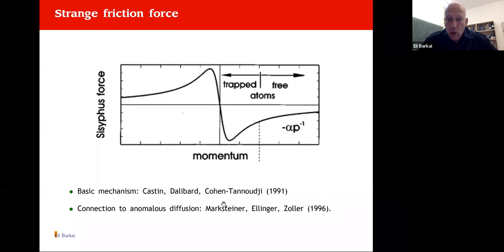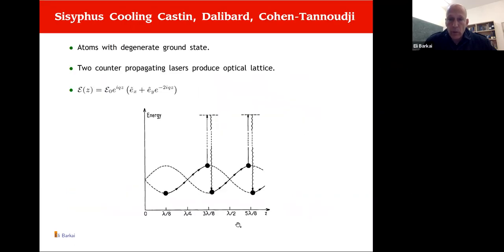Again, this was known by Nobel Prize winner Cohen-Tannoudji from 1991, and the connection to anomalous diffusion was pointed out already in 1996 by Zoller and others. So let us go a little bit more into the details. This is a physical description without a lot of the details. So according to Dalibard and Cohen-Tannoudji, what is going on here, and why do we call it Sisyphus cooling?